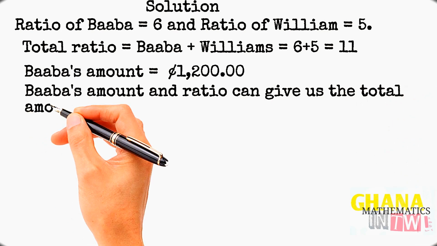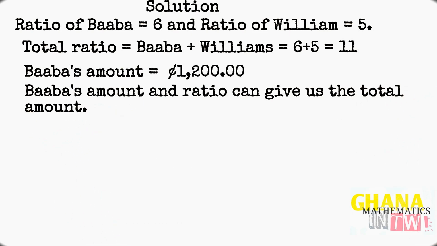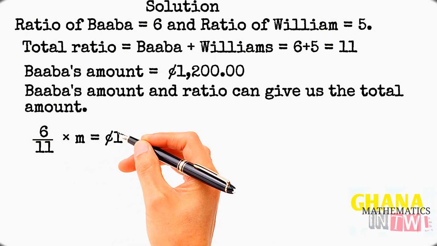The BECE ratio is 6. It must be over the total ratio, which is 11. So if we take the BECE ratio over the total ratio, 11, we need to multiply it by the total amount to get the BECE amount. I am repeating: the BECE ratio over the total ratio, multiplied by the total amount, gives the BECE amount.